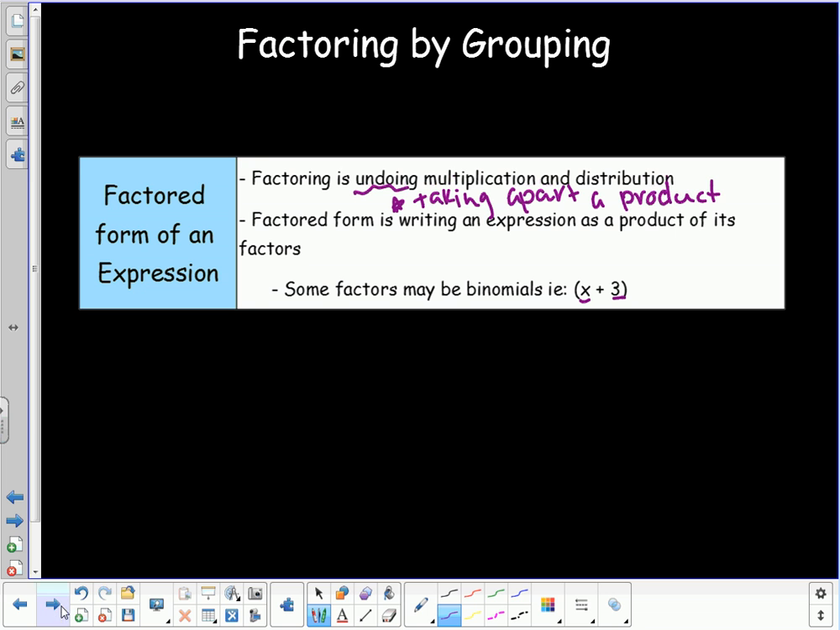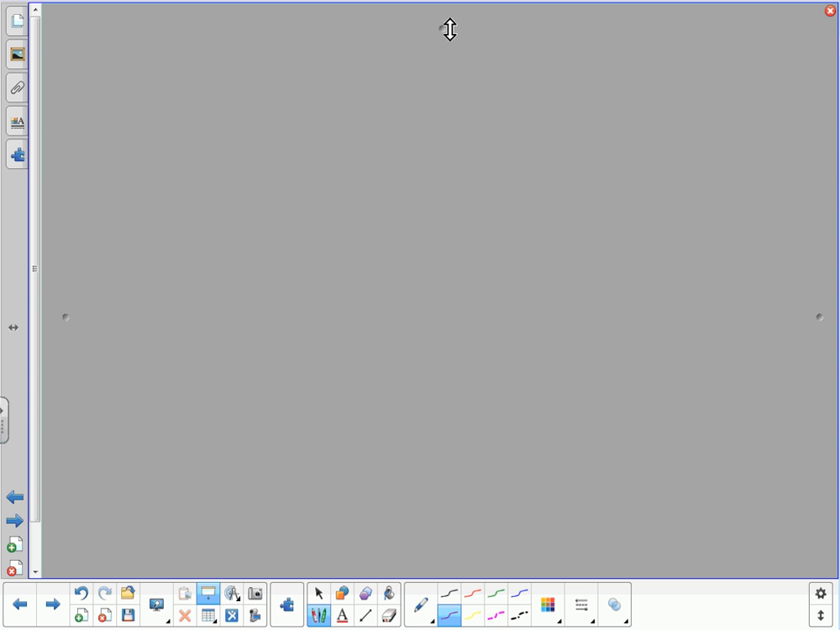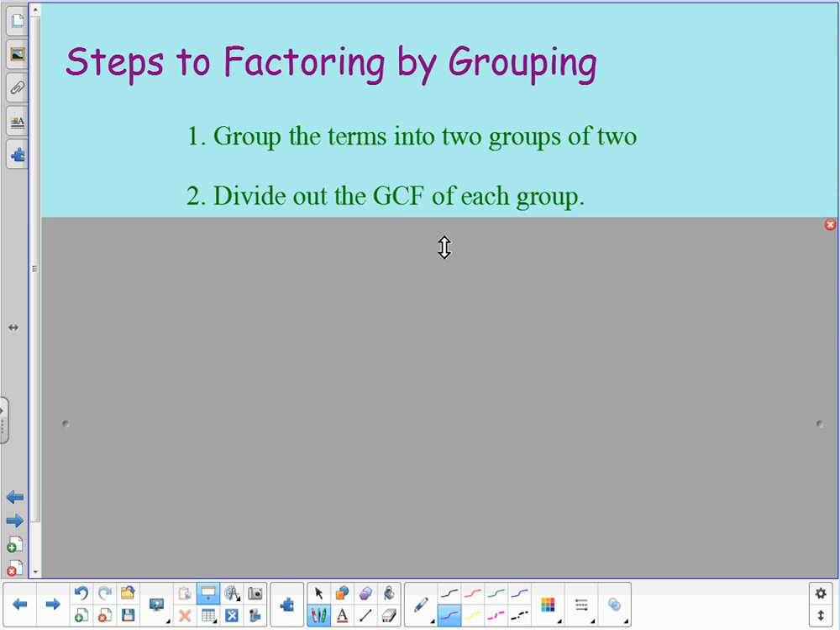Now here's our steps for factoring by grouping. When we're factoring by grouping, we're looking at things that have 4 terms. The first thing we want to do is group terms into 2 groups of 2, and we're just going to use parentheses for that. I'm going to have you write down these steps first, but then we're going to do 6 examples together, so you're going to see lots of examples.